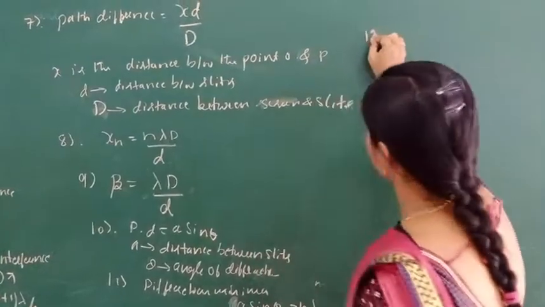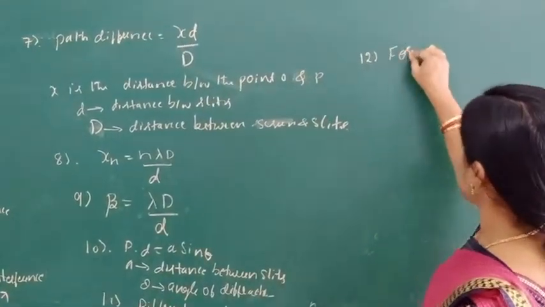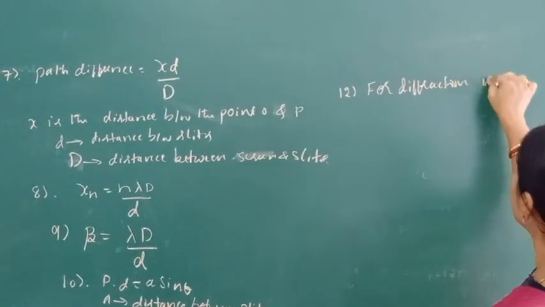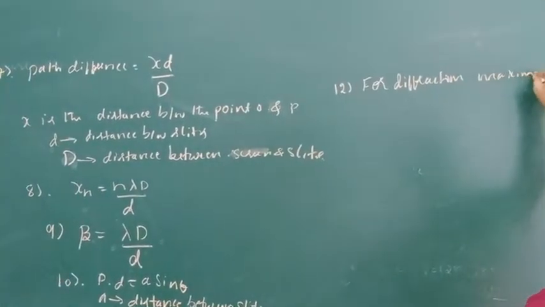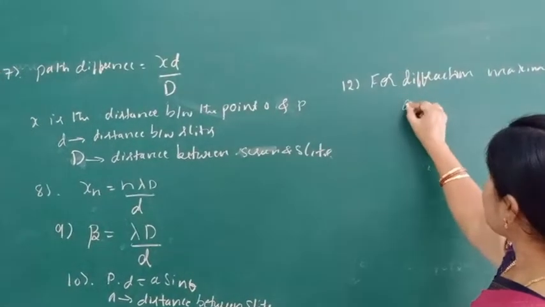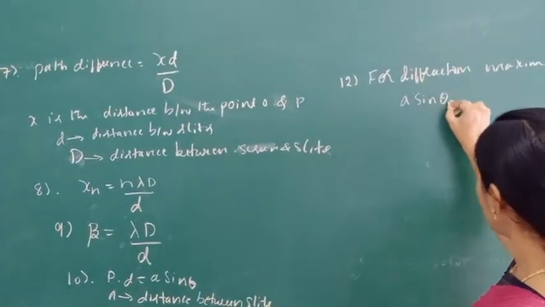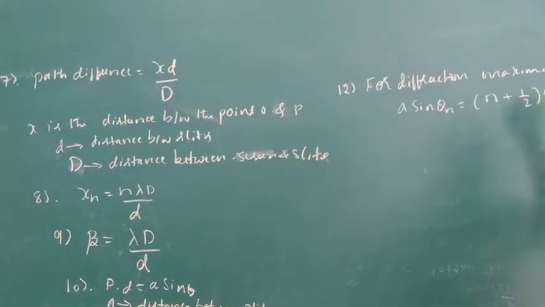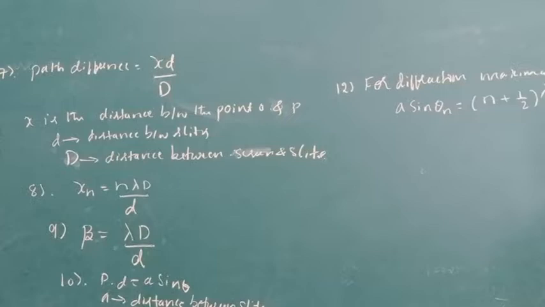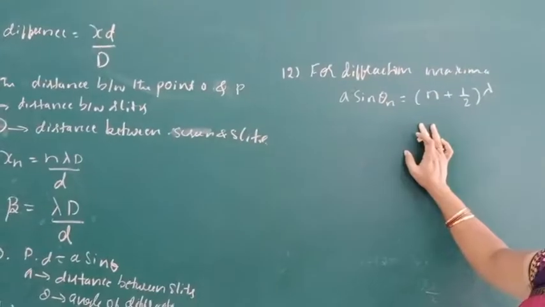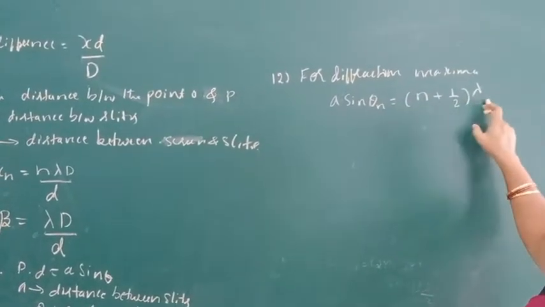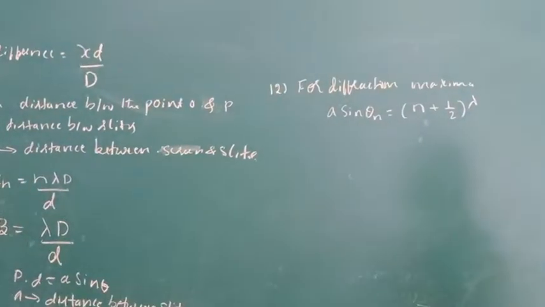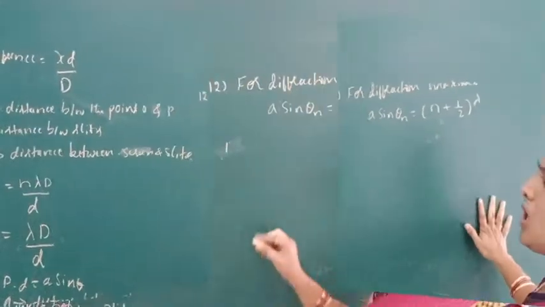Next, for diffraction maximum, we have to write a sin theta n is equal to n plus half into lambda, where n is the integer, lambda is the wavelength, theta is the angle of diffraction, and a is the slit width. Okay.